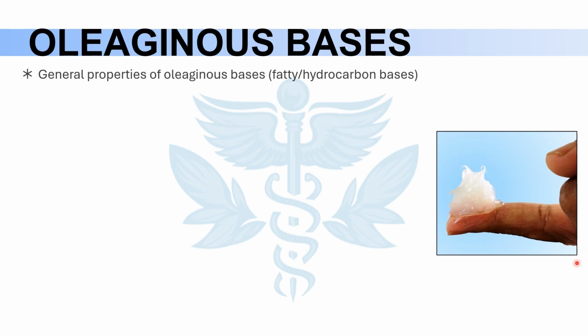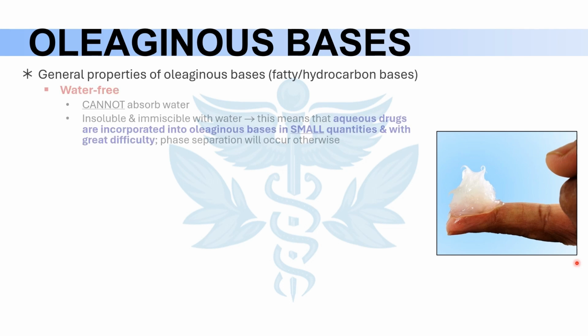Before we begin talking about oleaginous bases, we need to understand the general properties. First, it is water-free. That means it cannot absorb water, it is insoluble in water, and it is immiscible with water. It basically hates water since it's composed of 100% fatty substances and is greasy, as we can see in the diagram here. And therefore, aqueous drugs are incorporated into oleaginous bases in small quantities and with great difficulty.